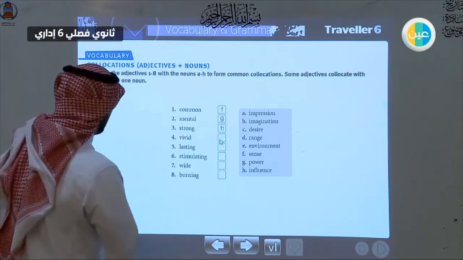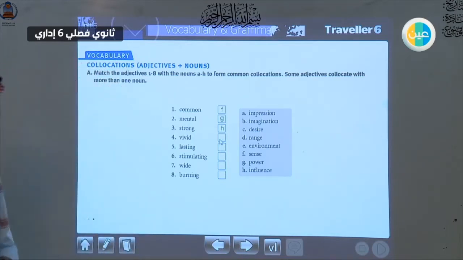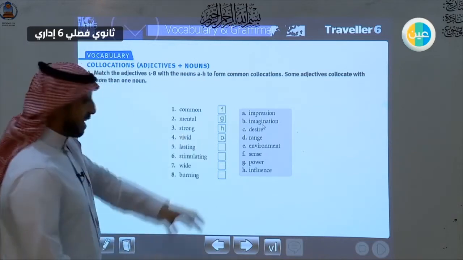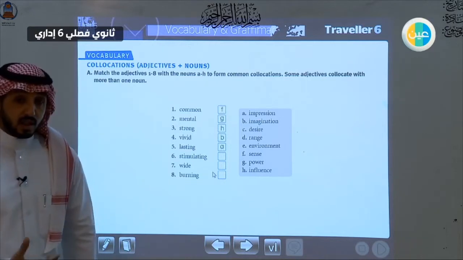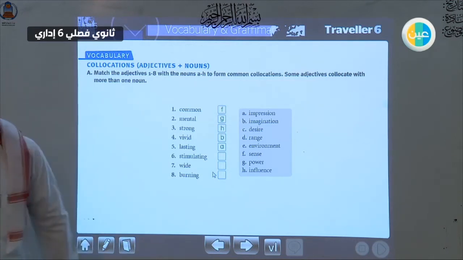Number 4, which is about vivid, means clear or calm. But when it comes with imagination, it means خيال واسع, vivid imagination. So lasting, it comes with A, lasting impression, يعني أثر في أو عمل بصمة في شيء معين.